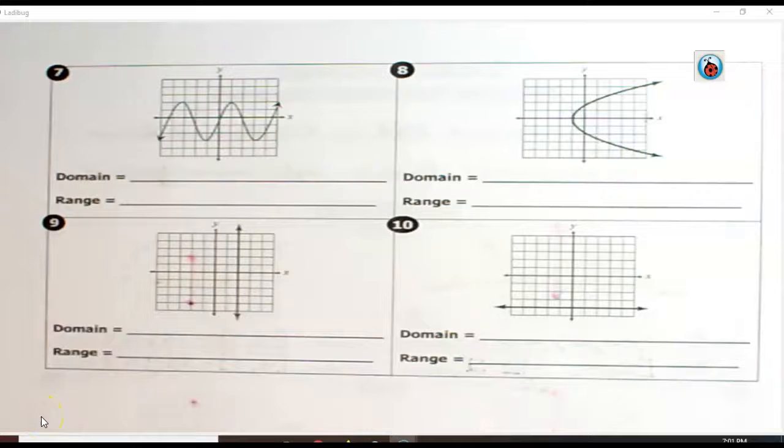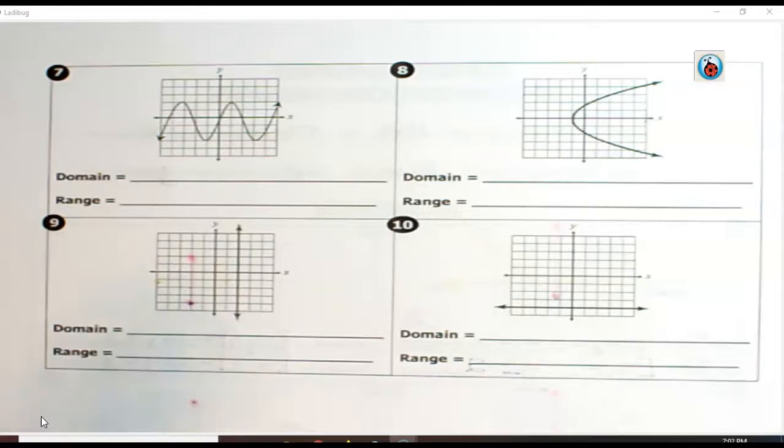All right, we're going to do a couple more domain and range problems. Remember, we're going to write the domain and range in interval notation, but on your homework, it'll show up as inequalities. When you see the inequalities, please make sure you change them to interval notation. All right, so here we go.